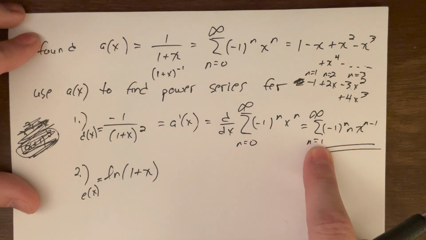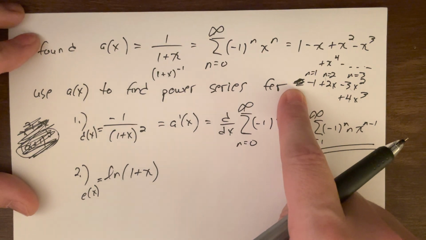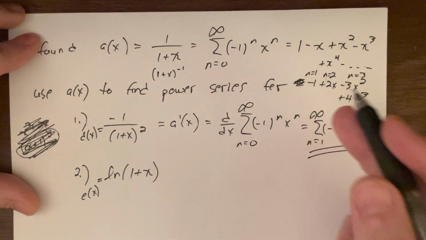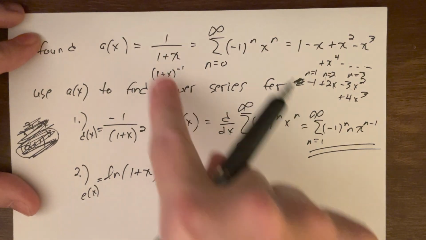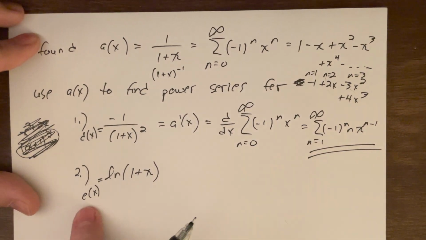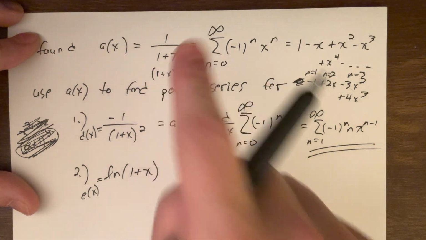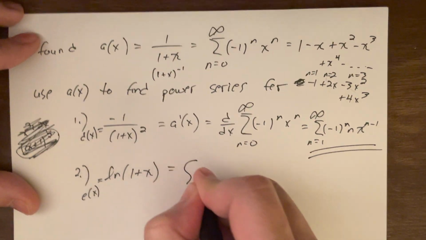And again, there's no harm if you left that at n equals 0. That just includes that extra term, but it doesn't hurt anything. Much, much easier, but you had to make that connection. Similar here. What's the connection between log of 1 plus x and 1 over 1 plus x?